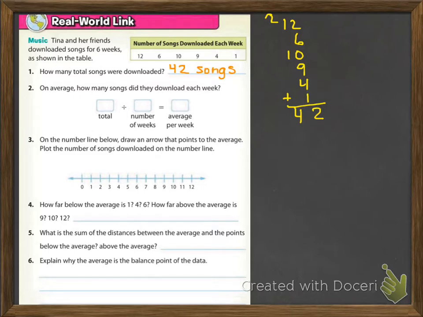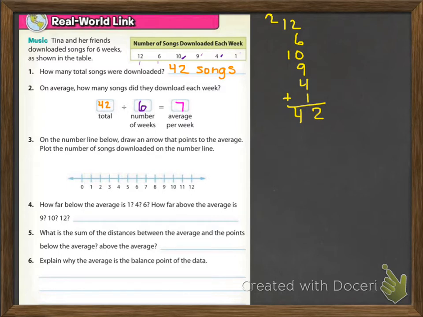Then it says, on average, how many songs did they download each week? So to find the average, we're going to use our total, which we just said was 42. And then we need to divide it by the number of weeks. We can figure out what the number of weeks are just by counting them. We have 1, 2, 3, 4, 5, 6. So we're going to divide that by 6. And then we get our average per week, which is going to be 7. So that's how you're going to find it.